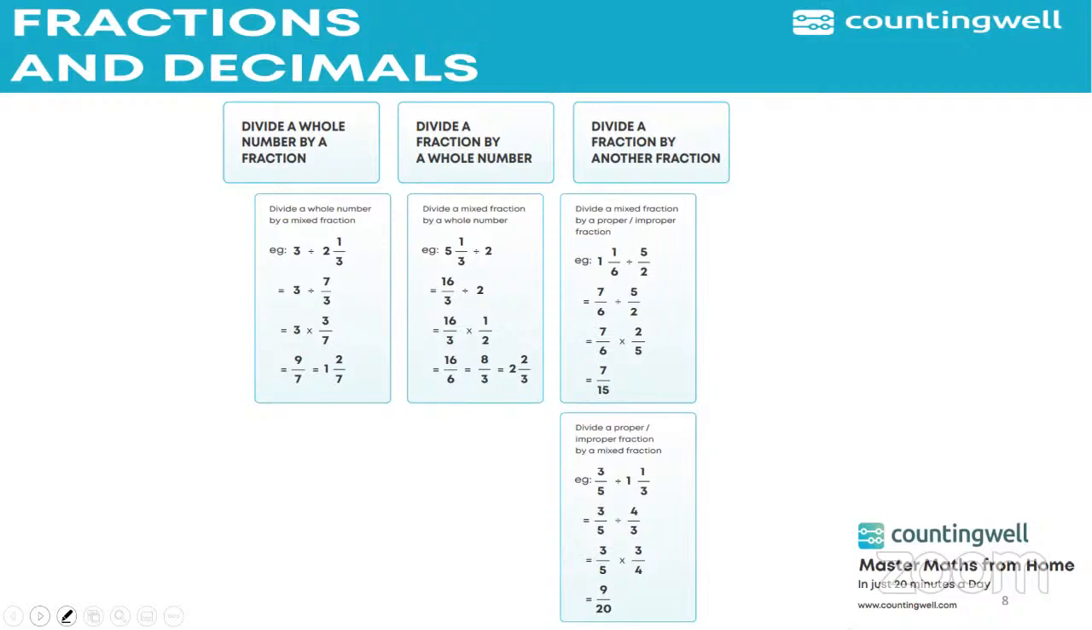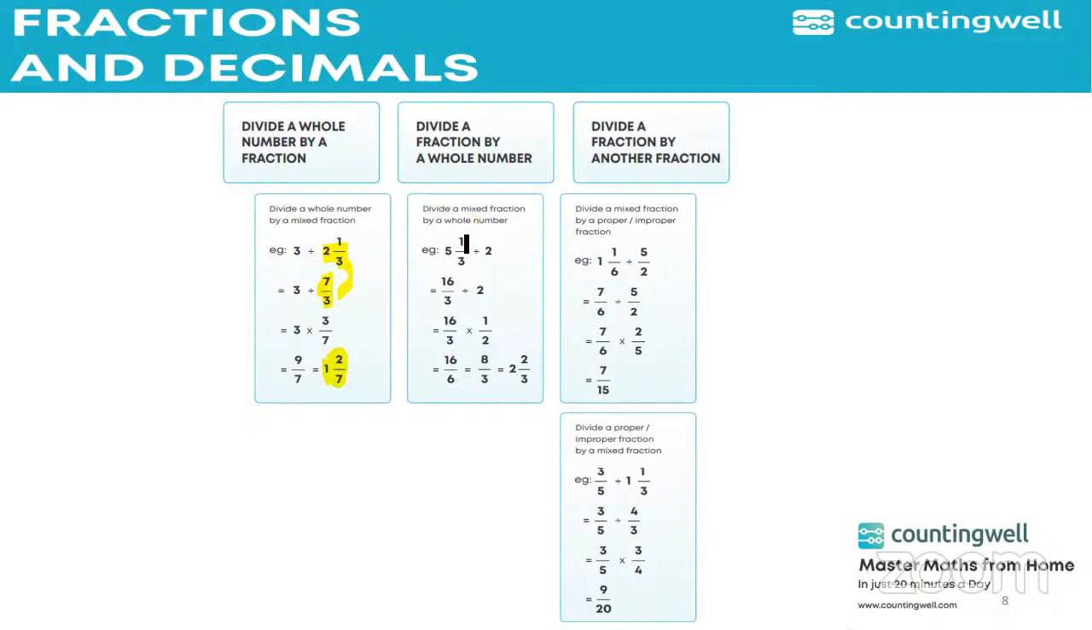Now let us see how to divide a whole number by a fraction, or a fraction by a whole number, or a fraction by another fraction. Whenever you are dividing a whole number by a mixed fraction, again you have to follow the same procedure. First convert the mixed one into improper, and then we take the reciprocal of the divisor, which is 7 by 3 here, and hence we will write the mixed form of the resulting number.